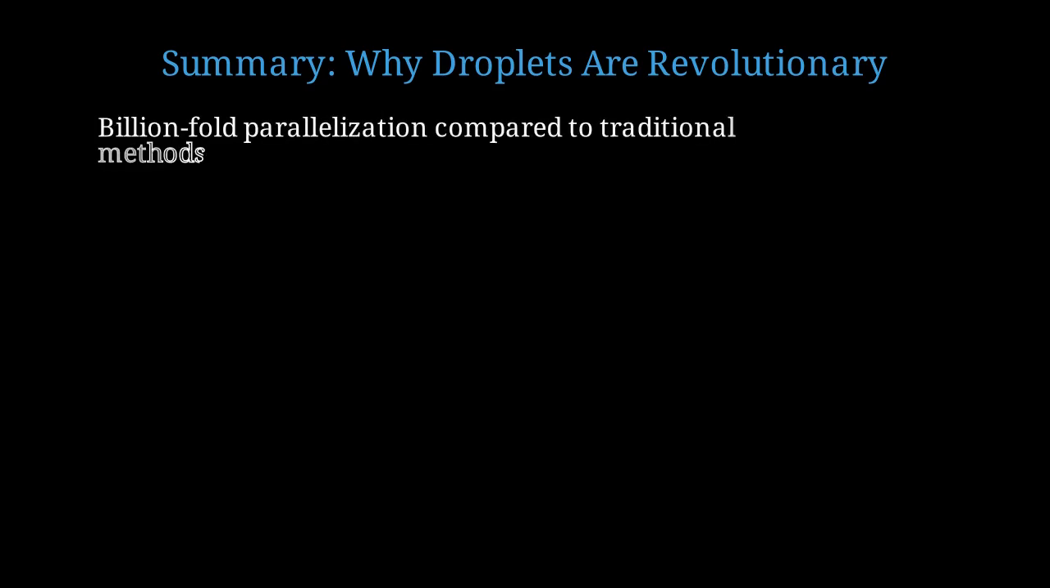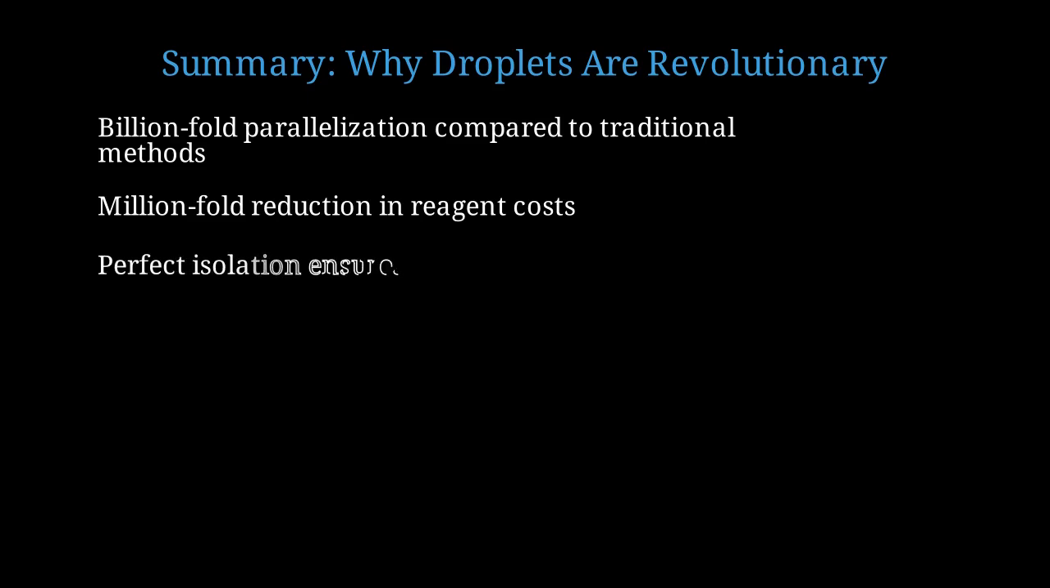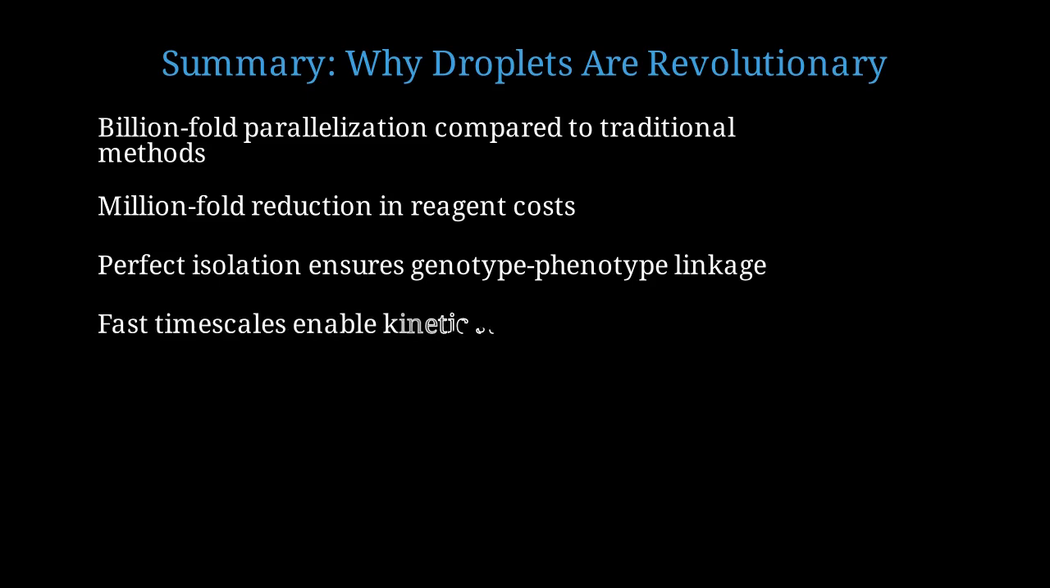First, the level of parallelization is unprecedented. You can run 1 billion experiments in the space and time it used to take for a few hundred. Second, reagent costs drop by factors of 1 million or more, making experiments with expensive materials suddenly affordable. Third, the perfect isolation of each droplet ensures robust genotype-phenotype linkage for directed evolution and single-cell studies. Fourth, the microscale enables fast heat transfer and mixing, allowing kinetic studies that are impossible in traditional formats.